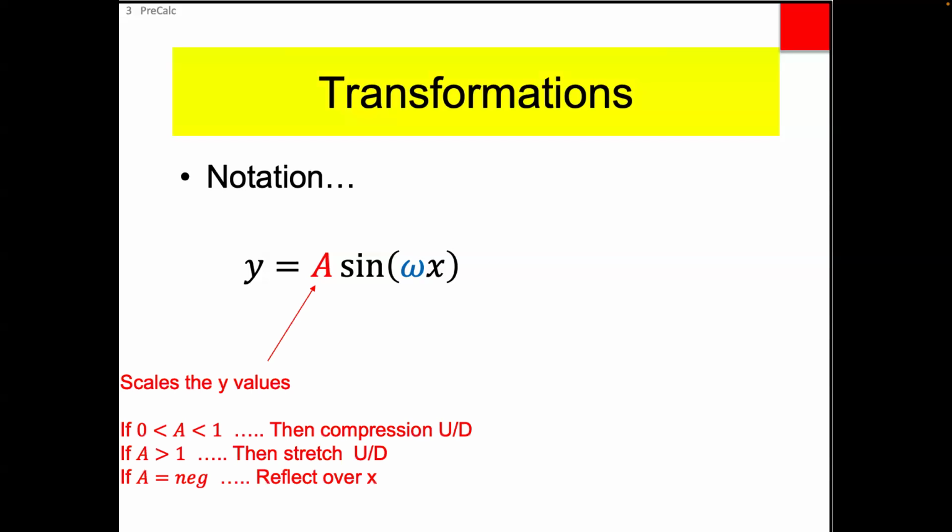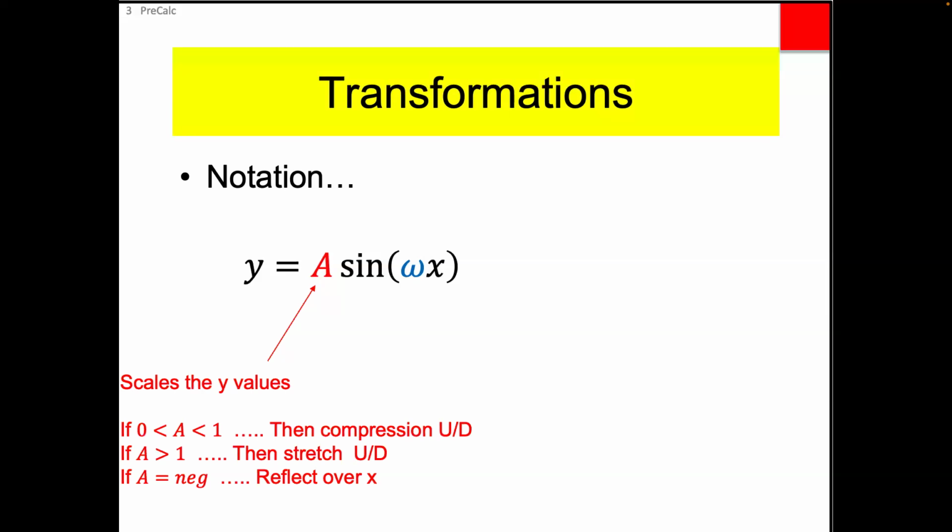So if the alpha value is between 0 and 1, it's going to squish it vertically. We call that compression up and down. If a is 1, then nothing's happening. But if a is bigger than 1, then it's going to stretch it both up and down. And if a is negative, then it's going to reflect over the x-axis. I thought about how to write that, and I figured they'd understand it, but clearly not.